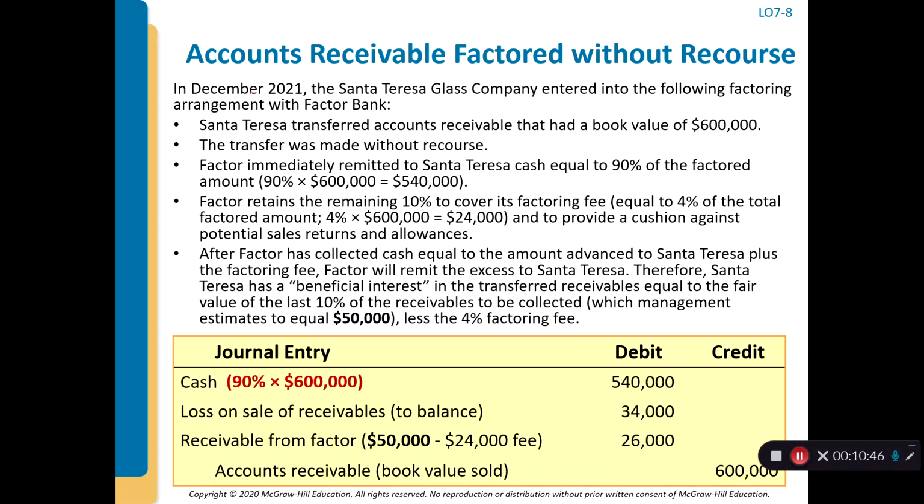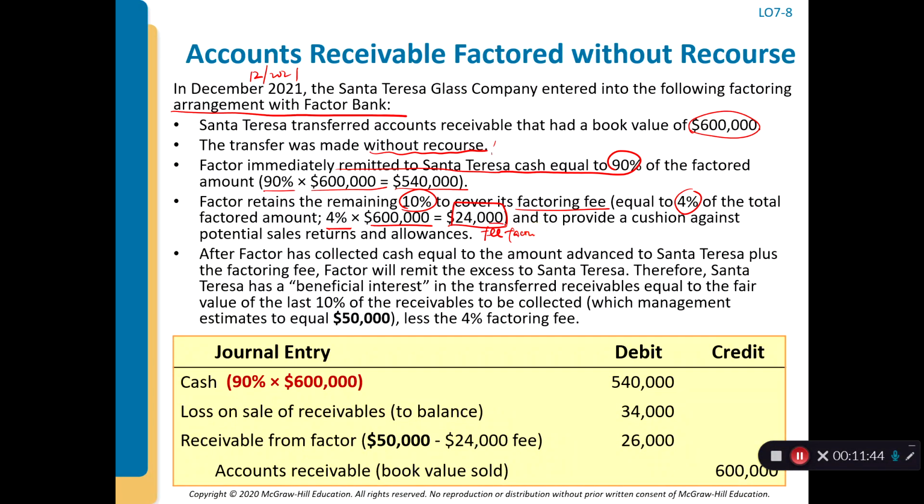So let's look at this example. In December 2021, the Santa Teresa Glass Company entered into the following factoring arrangement with the factor bank. Santa Teresa transferred accounts receivable that had a book value of $600,000, and the transfer was made without recourse. That means the factor bank will take over the collection and the risk of bad debt. The factor immediately remitted to Santa Teresa cash equal to 90% of the factored amount. So 90% multiplied by 600,000 is 540,000. And the factor retains the remaining 10% to cover its factoring fee. Basically, the factoring fee equals 4% of the total factored amount, so 4% multiplied by 600,000 is $24,000, which is the fee.